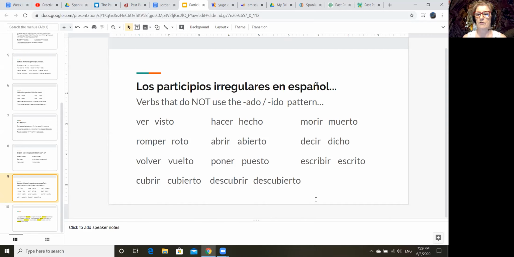Decir, muy común. Here's a really common one. Dicho. Dicho doesn't look very much like decir except for that letter D. Dicho, dicha, dichos, dichas. Y escribir. Escribir, escrito. Escrito, escrita, escritos, escritas. Now, these are not the only ones. There are more that are irregular, but these are the really super, super common ones. I'm picking the ones that people might hear most every day. So these are the ones that don't follow an ado ido form.